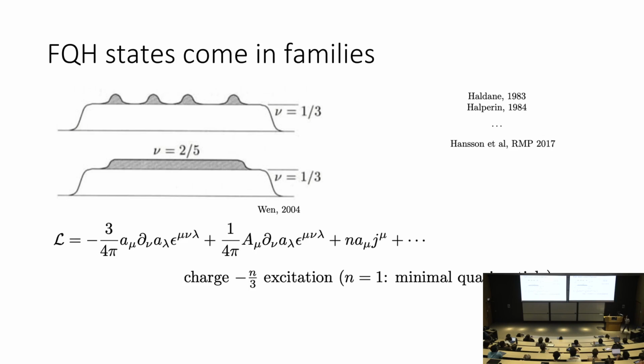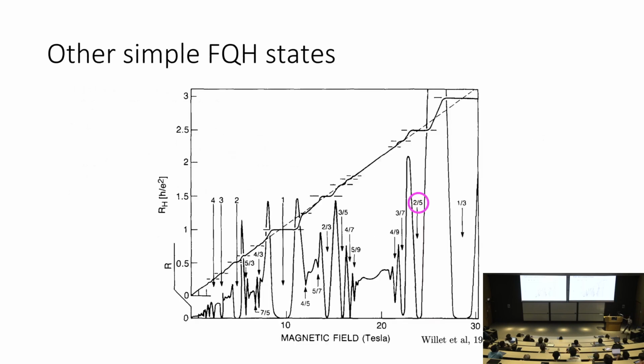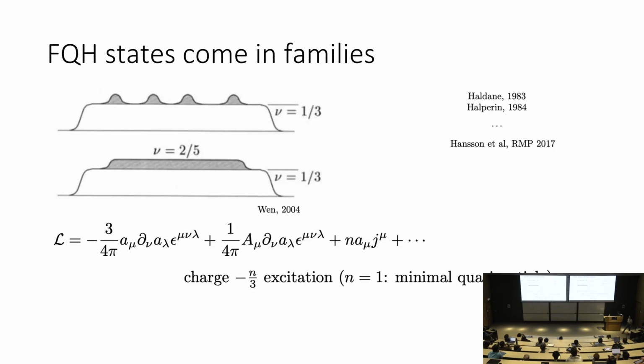And the idea is that if I start off with this 1/3 state and I tune the magnetic field to be slightly smaller, what I'll do is change the filling fraction to be slightly larger. So what I'll do is nucleate these minimal quasi-particles because they are my smallest negative charge. And these minimal quasi-particles can condense in the presence of a magnetic field into their own Laughlin state.